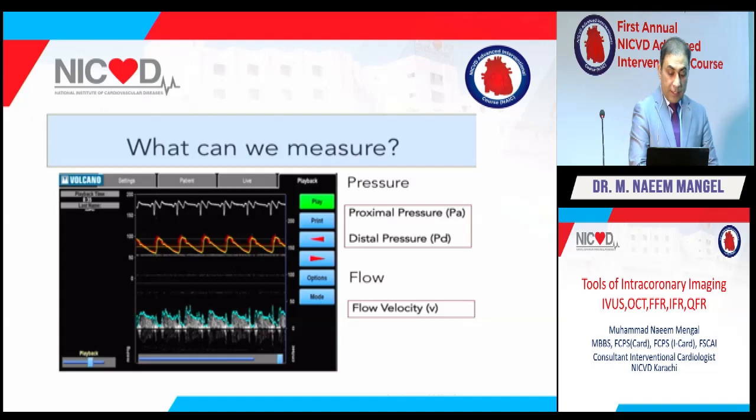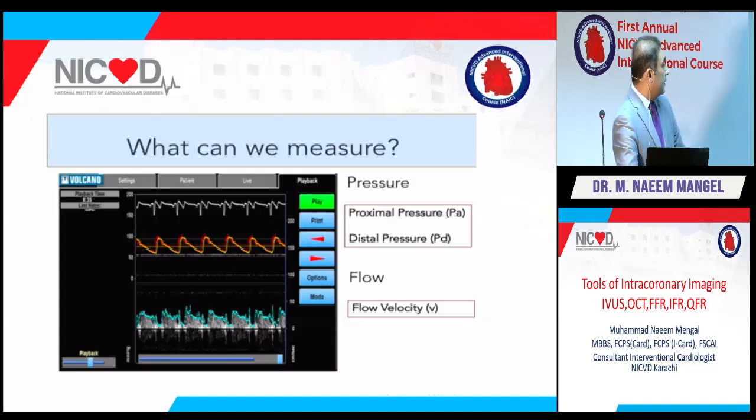So the pressures we measure. With these wires, we actually measure the proximal pressure that comes from the guiding catheter, and the distal pressure that we measure with the tip of the wire, the FFR wire. Then we compare the ratio. That ratio tells us about the flow, how much flow the vessel is getting beyond that lesion. So that's actually the FFR or iFR.